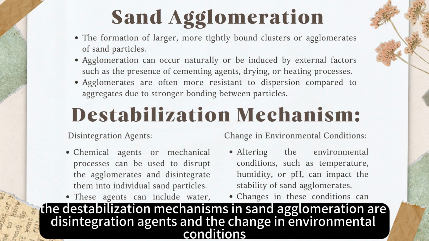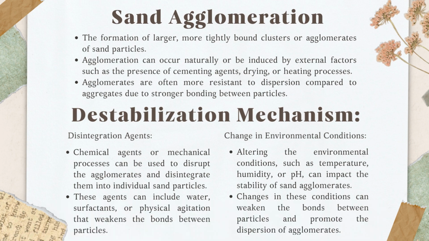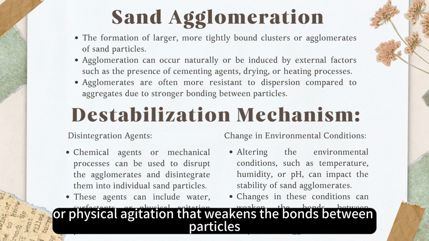Furthermore, the destabilization mechanisms in sand agglomeration are disintegration agents and the change in environmental conditions. For disintegration agents, chemical agents or mechanical processes can be used to disrupt the agglomerates and disintegrate them into individual sand particles. These agents can include water, surfactants, or physical agitation that weakens the bond between particles.